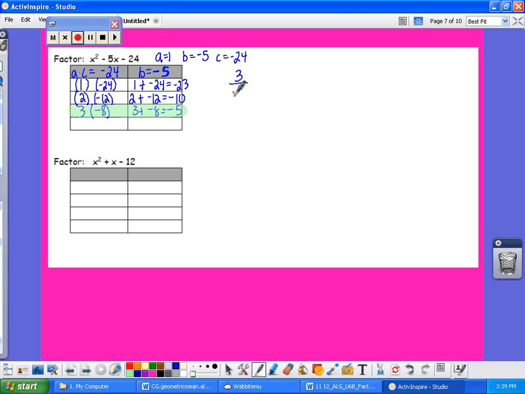So this is the one I'm going to use. So I do what I've been doing. 3 over ax, remember a is 1, x, and -8 over 1x. So my factors are 1x plus 3 and 1x minus 8. And all I'm doing here is factoring.